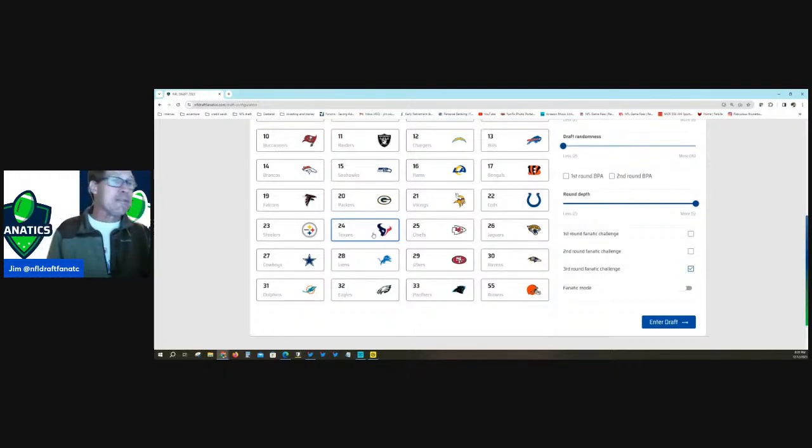So if there's a player you like for round 4 or 5, let's say some of the running backs that I moved up a little while ago, and you're saying, if I was the Texans, I wouldn't take a running back until round 4, we could take them as a part of the 3rd round challenge, and they're probably going to be sitting at the top of the draft card in round 4.